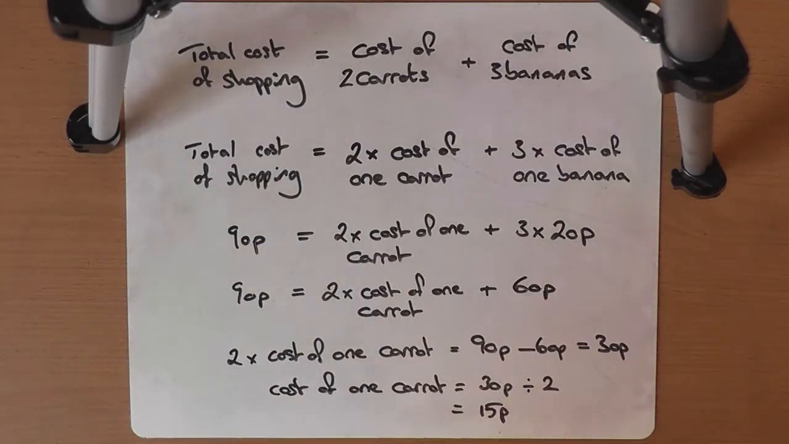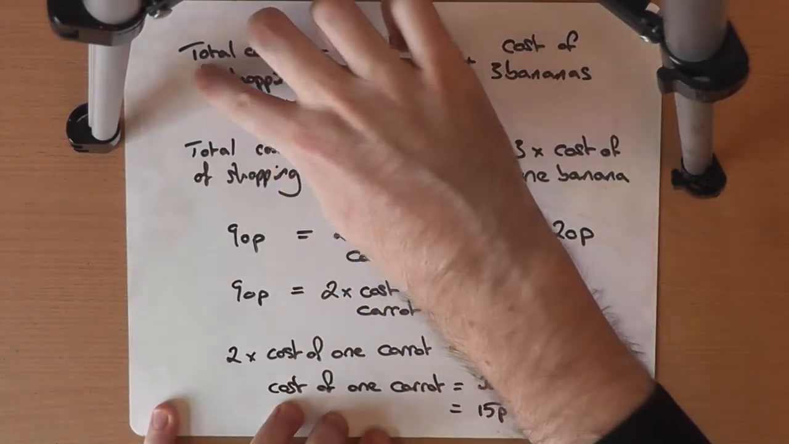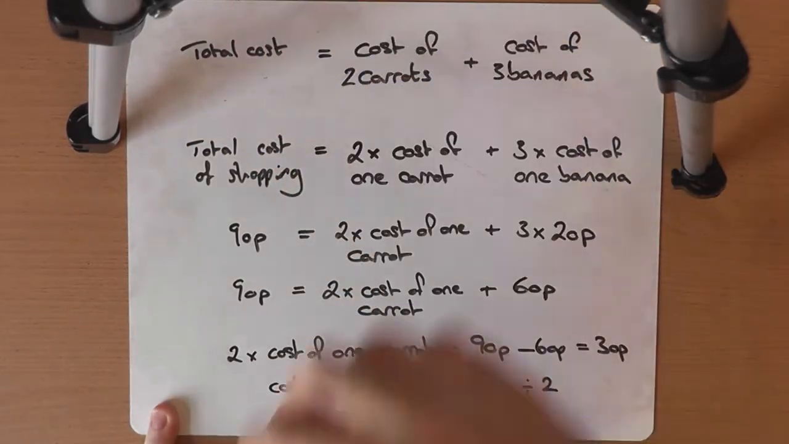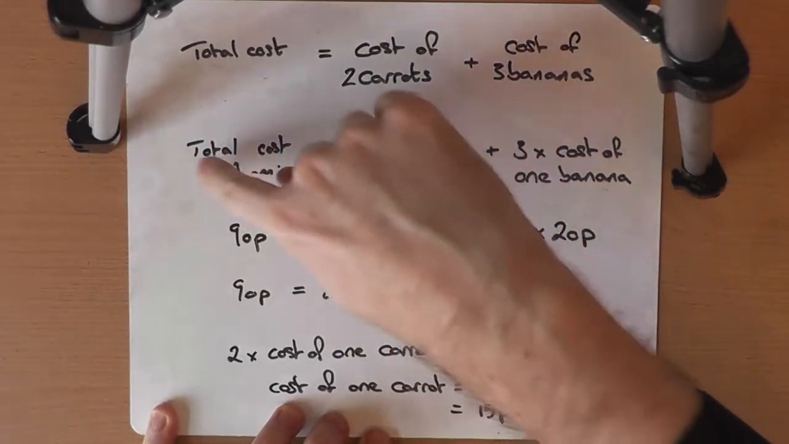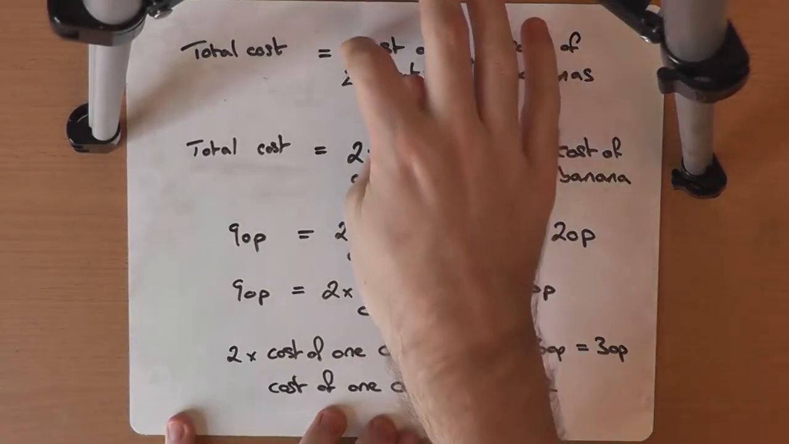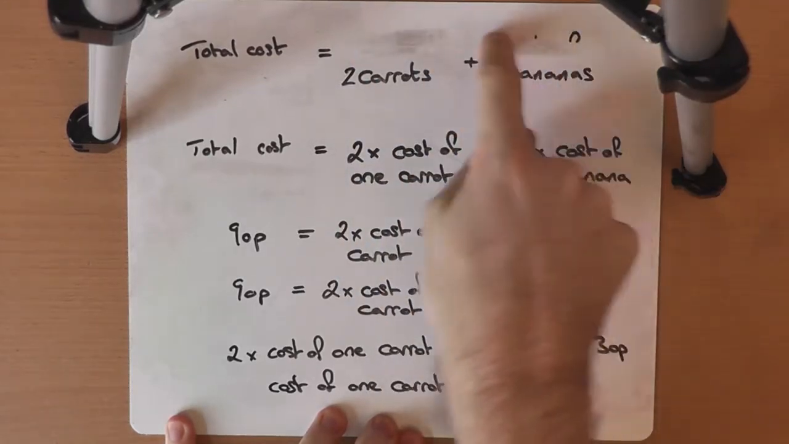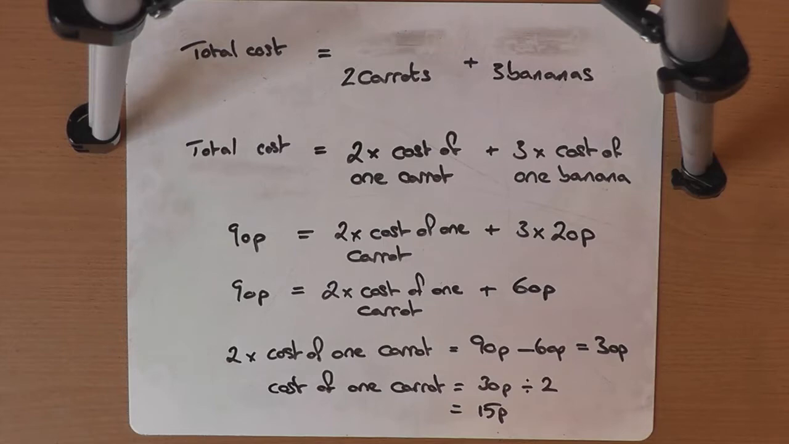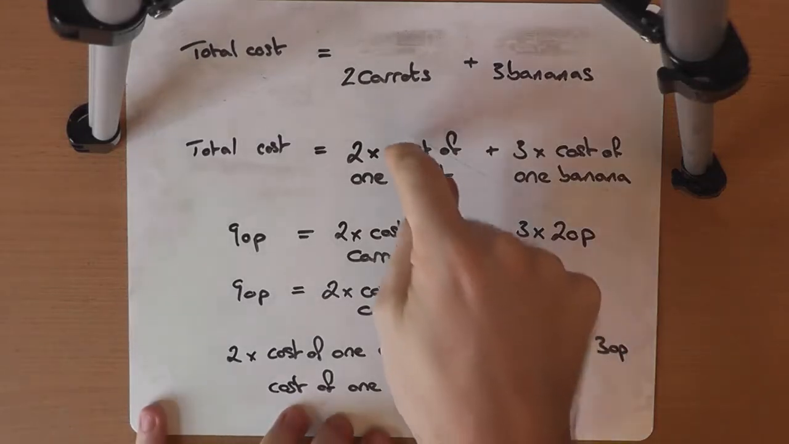So what if, instead of writing things like total cost of shopping, we could just call that total cost. And that's probably okay, if we understand that when we're writing total cost, what we mean is the total cost of all the shopping. We could probably shorten this a little bit more as well. Maybe rather than write cost of 2 carrots, we could just write 2 carrots. Instead of writing cost of carrots and cost of bananas, we could just write carrots and bananas, where we understand that we're writing the word carrot to mean cost of a carrot.